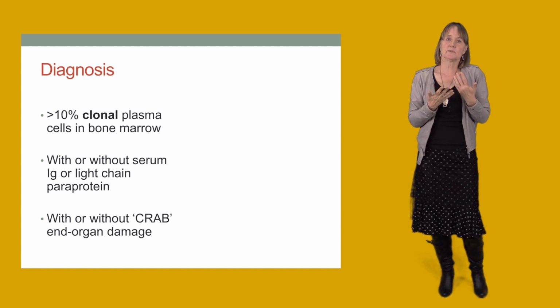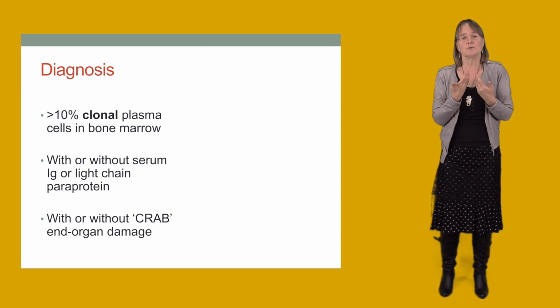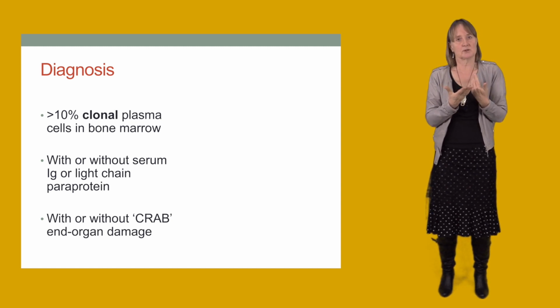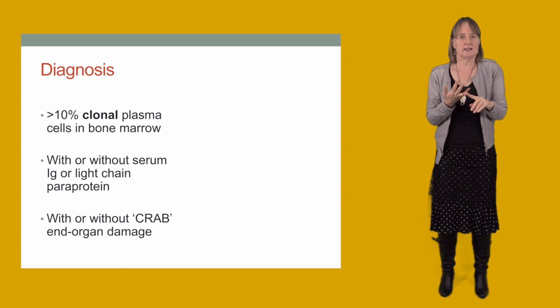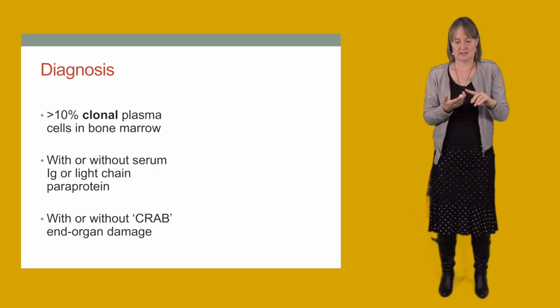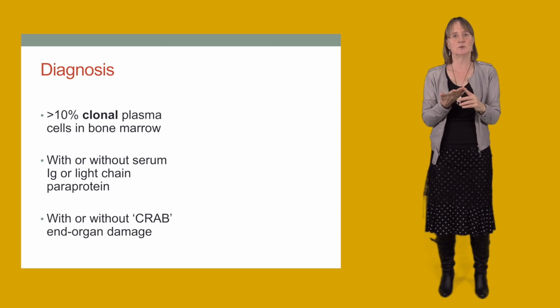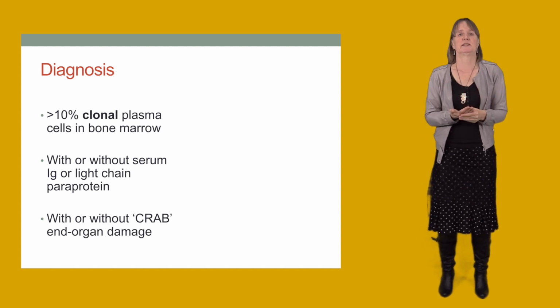The other things that might be helpful are looking for what is referred to as CRAB end organ damage. CRAB stands for hypercalcemia, renal failure, anemia, and bone changes. And those are the characteristic end organ features of myeloma. But we don't need that to make the diagnosis.